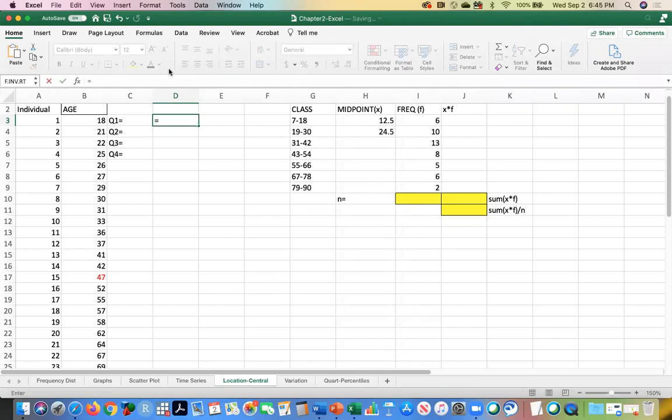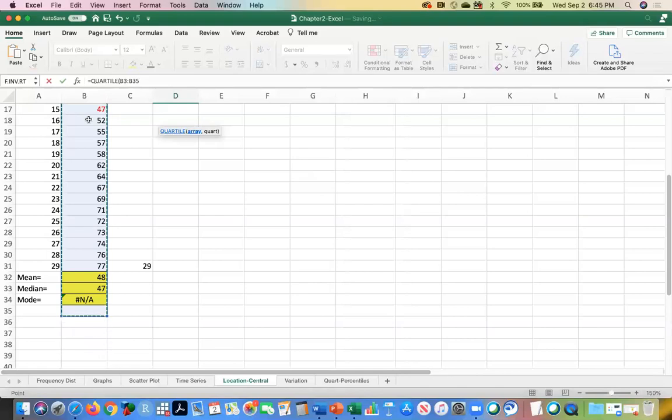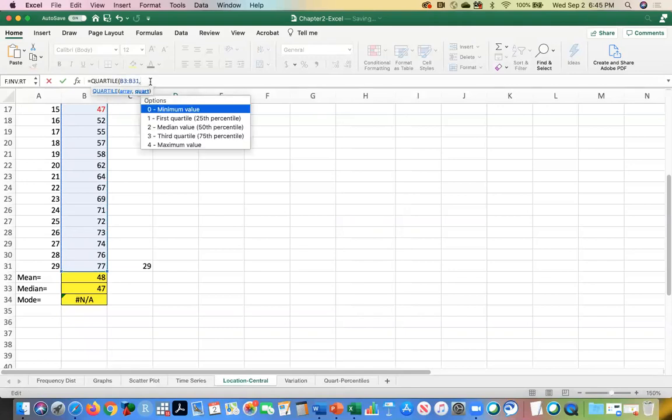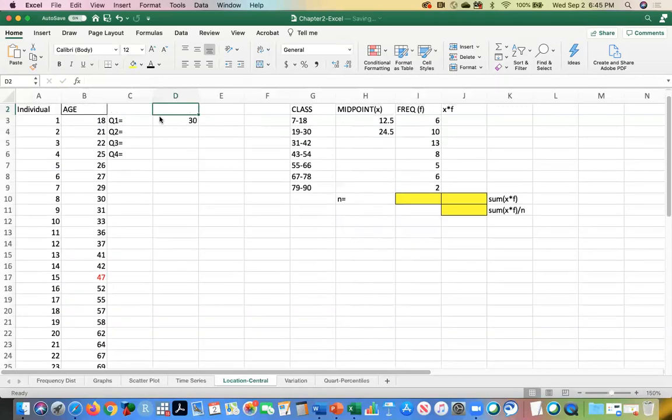In all likelihood, you have QUARTILE and then open parentheses, and as you can see, it's asking for the array. So I'm going to highlight all my information. Make sure that you include only the information that you need to include. Then I'm going to use a comma, and as you can see, I don't have to do almost anything. Excel is asking me, do you want the first quartile? Okay, sure. And then I close the parentheses. So we have the first quartile, this is Q1.